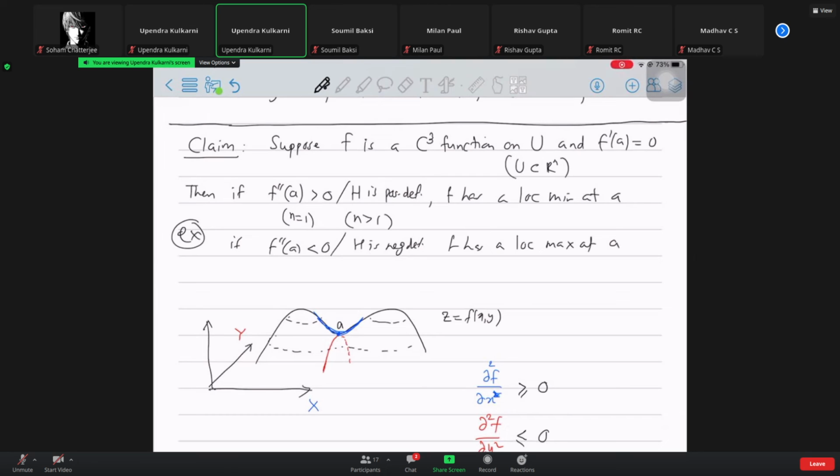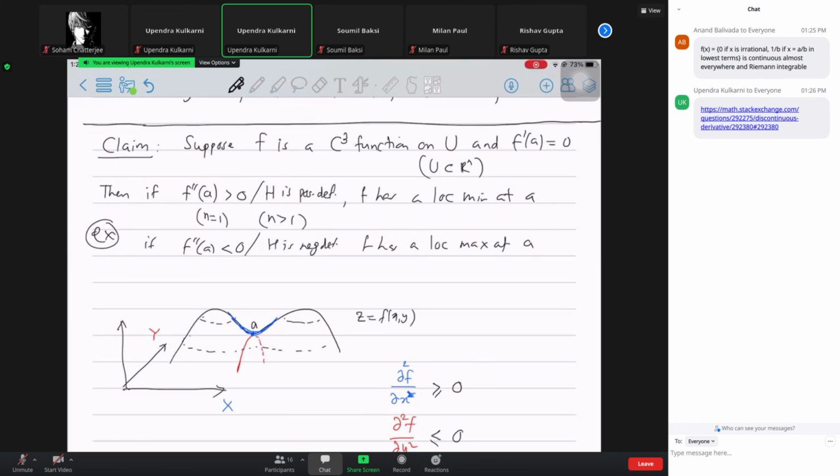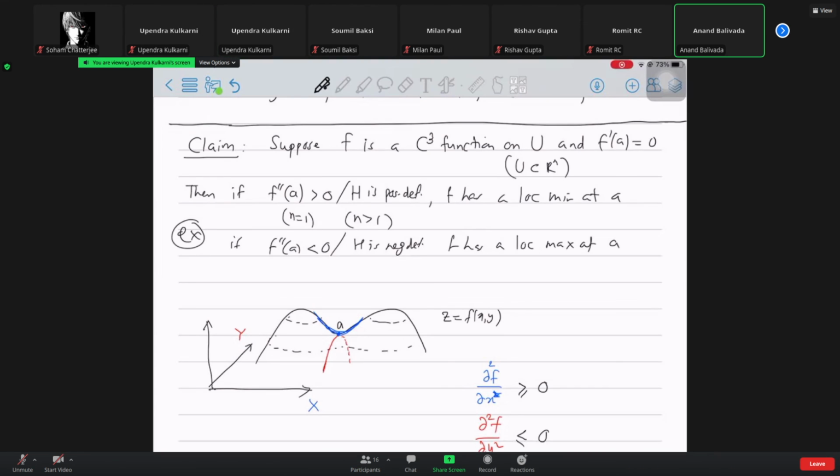0 of x is irrational, and 1 by b is continuous almost everywhere and Riemann integrable. I sort of don't see that. I mean, sir, it's continuous almost everywhere because we've defined it as 0 for all irrational numbers, and the Riemann integrability, if you crunch it out, you get that. Right. No, okay, sorry. So I mixed up the rational and irrational.